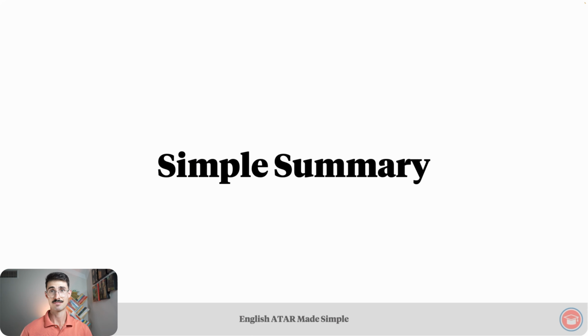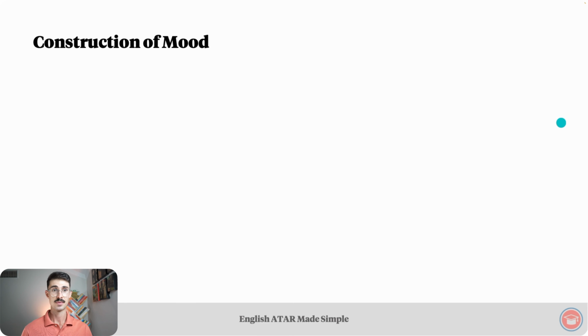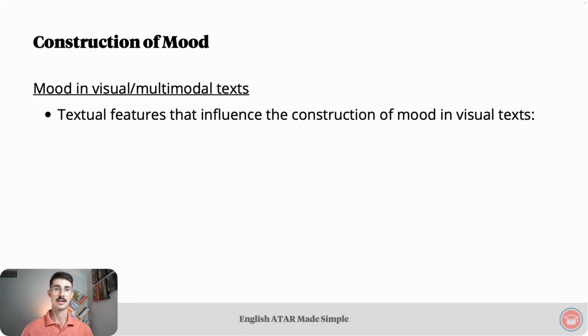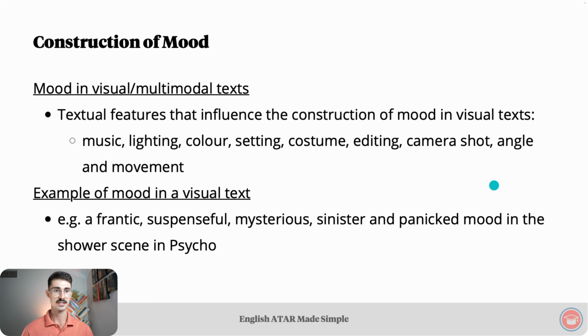Simple summary time. Firstly, we looked at a definition of mood, and our definition is simply the feeling created by a text. Then we looked at the construction of mood. There are several textual features that influence the construction of mood in visual text. We've got music, lighting, color, setting, costume, editing, camera shot, angle, and movement. Example of mood in a visual text: a frantic, suspenseful, mysterious, sinister, and panicked mood in the shower scene in Psycho.